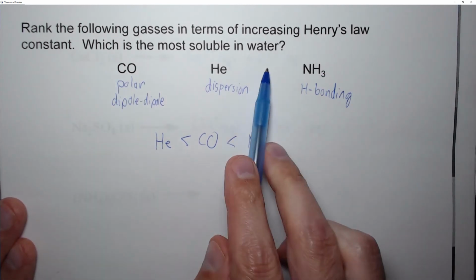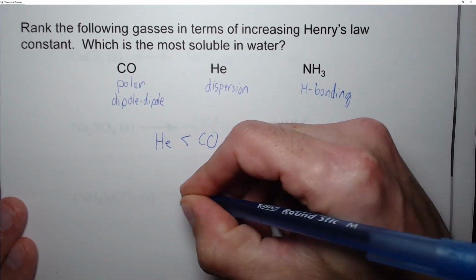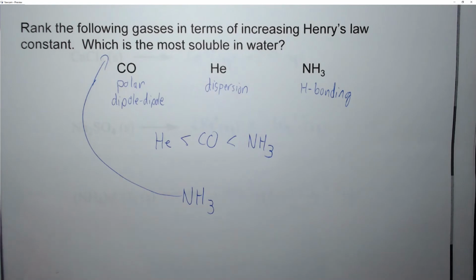Which of these is going to be the most soluble in water? Well, the one that's the most soluble is certainly NH3. Why? Because NH3 can hydrogen bond with water, which makes it quite soluble, and like dissolves like.